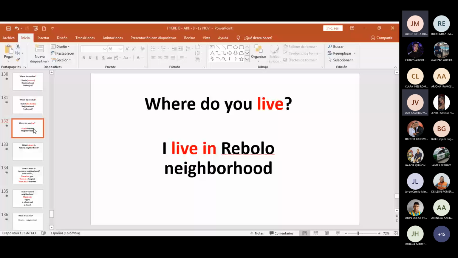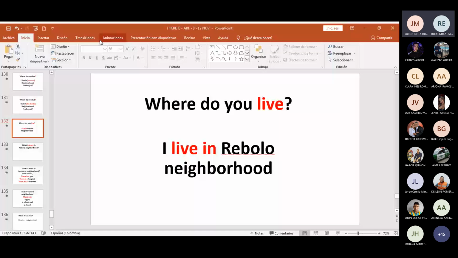Okay, what's your name? My name is Arnold Rodriguez. Okay, Arnold. Where do you live? I live in Ciudad Caribe neighborhood. Okay, question number 2. What is there in Ciudad Caribe neighborhood?